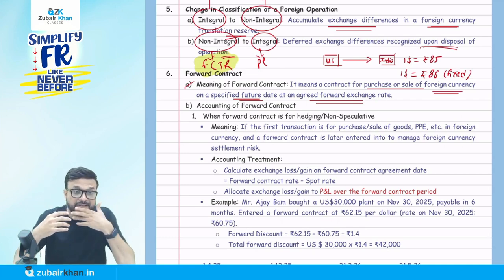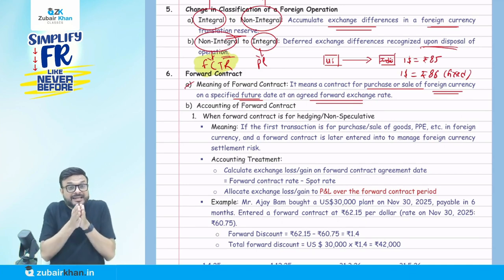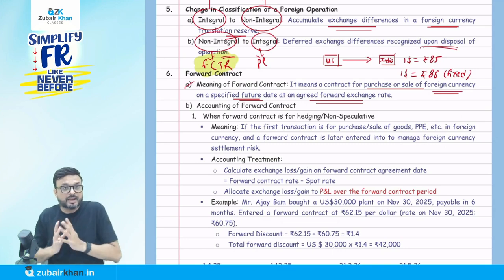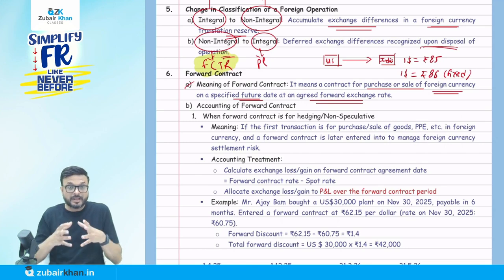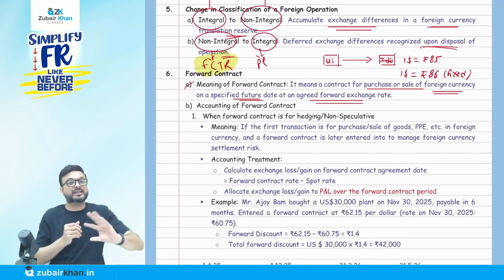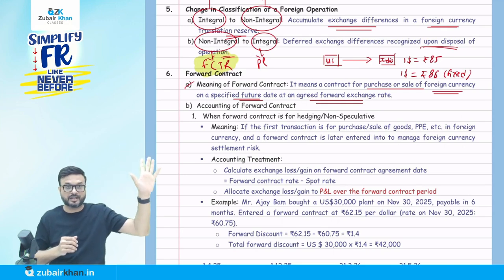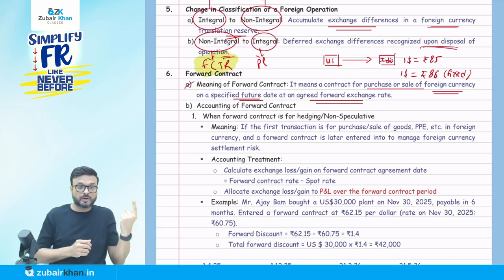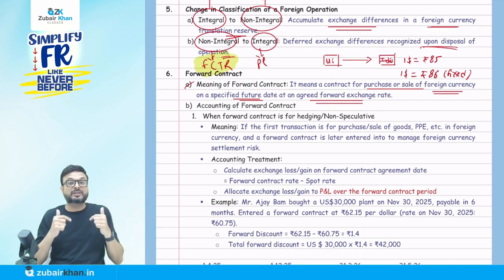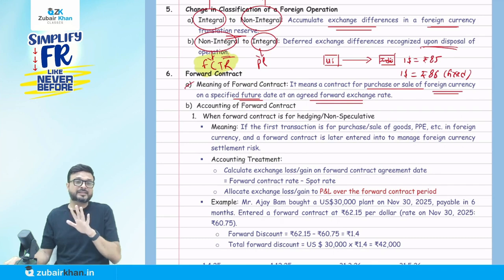You say, sir, but at 86 you'll be at a loss. I know I'm at a loss here, but at least I know the amount. Instead of 85, I'm going to pay 86, but it is not uncertain. At least I know that after 4 months, whatever the exchange rate in the market, I don't care about that. I know I'm going to pay 86 for $1. I know that I'm at a loss. So first of all, this is the forward contract.